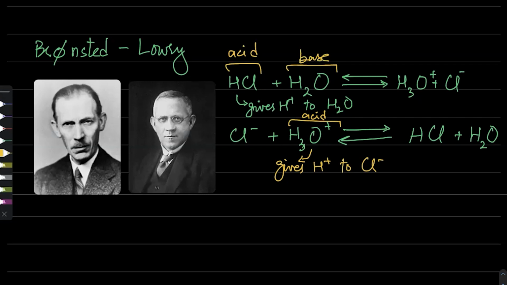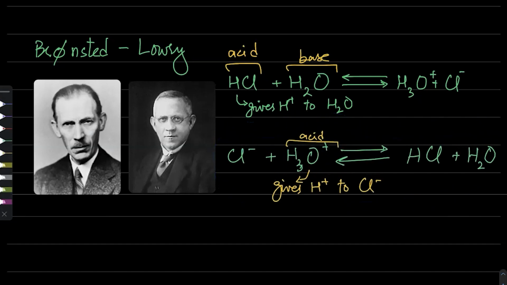So in the forward reaction, water is acting as a base. Water is taking that H positive. And in the backward reaction, chloride is acting as a base because it's getting the H positive from a hydronium and making HCl. And yeah, it works. You don't really need water for this. You can do it without water. And most importantly, you can do the same thing with water reacting with itself.